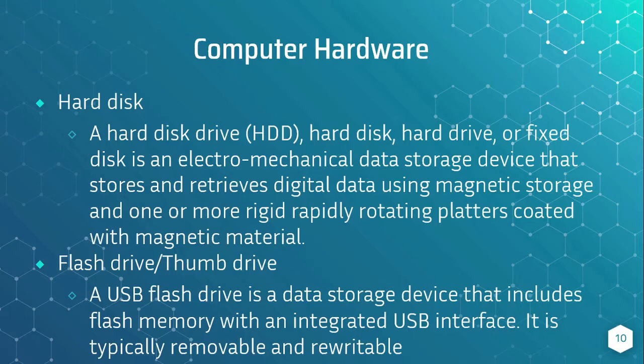Hard disk. A hard disk drive, hard drive, or fixed disk is an electromechanical data storage device that stores and retrieves digital data using magnetic storage and one or more rigid rapidly rotating platters coated with magnetic material. Flash drive or thumb drive. A USB flash drive is a data storage device that includes flash memory with an integrated USB interface. It is typically removable and rewritable.